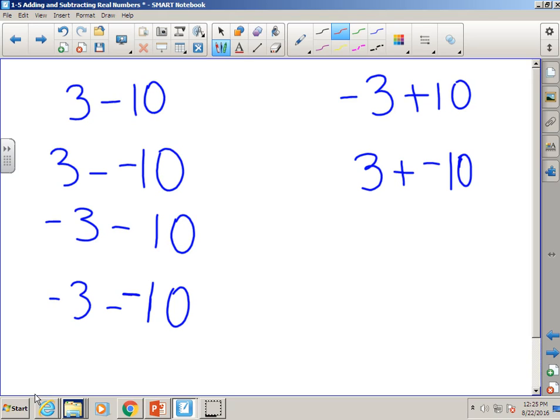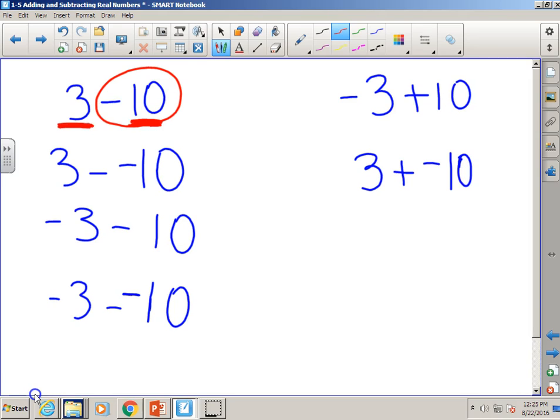So we're going to go ahead and take a look at 3. What gang is 3 from? Positive. Take a look at 10. What gang is 10 from? Well, it's got no sign in front, so it will take the sign of this problem, right? So 10 is from the negative gang.